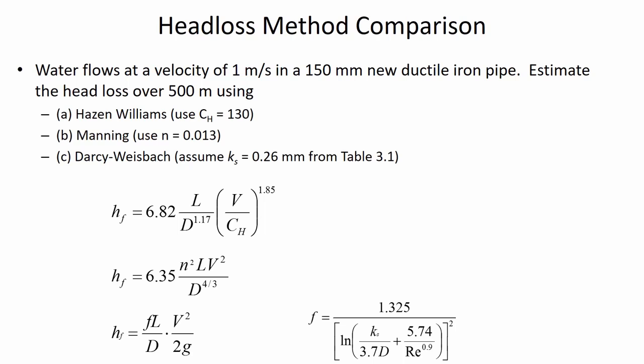So let's find out, for water flowing through a ductile iron pipe at a velocity of 1 meter per second, what's the head loss over 500 meters of pipe according to each of the three methods. Now let's get the C values and the n values we're going to need. Method A, use a C value of 130. Method B, an n value of 0.013. For the Darcy-Weisbach, assume an equivalent sand roughness of 0.26 millimeters. Calculate the head loss according to all three methods, and then we'll see how close they get to Darcy-Weisbach.